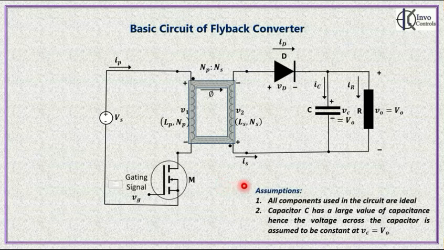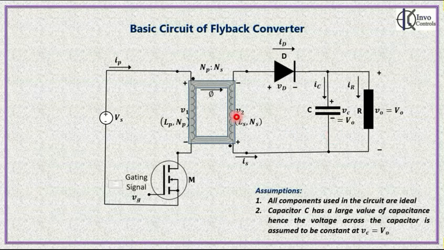Also, another important point to be noted is regarding the capacitor C. It is assumed to have a high value of capacitance. Due to this, the voltage across the capacitance can be assumed to be constant, which we take as a value V0 in spite of load variations.